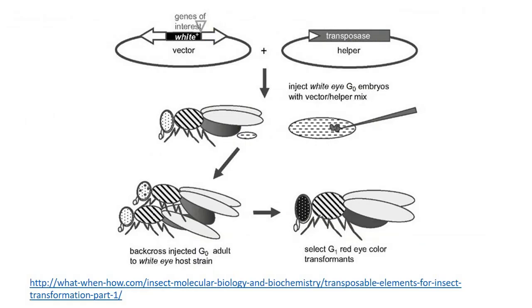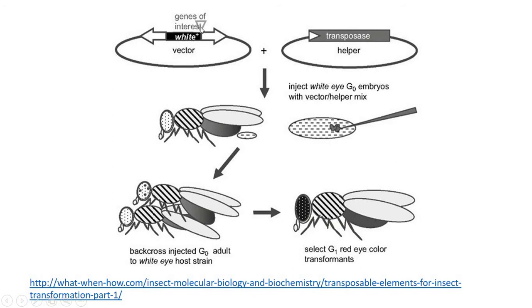Okay, so here is an example of how transposable elements are used in the research labs as tools for transgenic development. In this example, this is Drosophila melanogaster, the fruit fly. Here we have these females with white eyes. So this is the genetic background. This fly has a white eye, and this is the white eye gene.